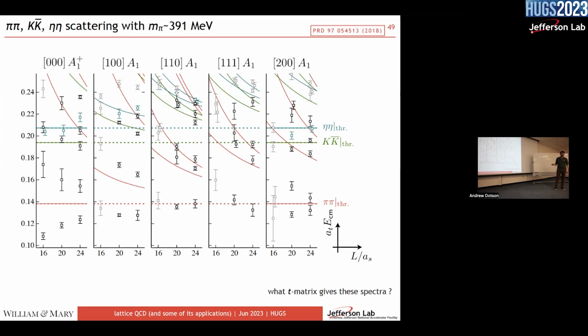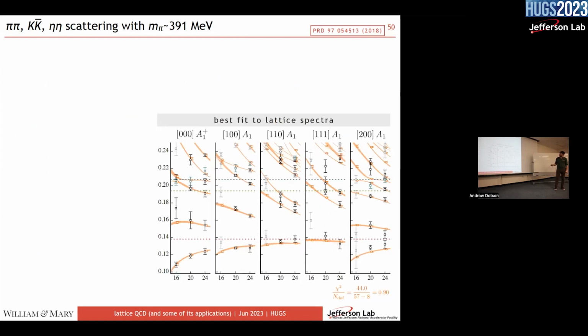You parameterize your T matrix. You use the analog of this Lüscher formula I mentioned before. And here's an example. These orange curves are a particular T matrix's description of these points. And you see that it does a really good job, chi squared less than one. So you can find a T matrix that describes all these finite volume energy levels that came out of a first principles QCD calculation. And then the question is, what does that T matrix look like? That is your, hopefully, QCD prediction of what this scattering system looks like.